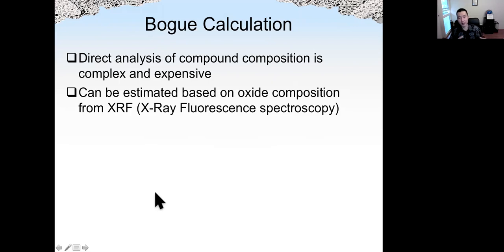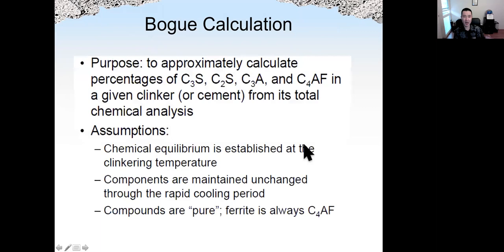So when we have a clinker in hand and we want to know the percentage of these compounds, because different types of cement have different percentages, how can we calculate or analyze the percentage of different compounds in the clinker? Direct analysis of compound composition is very complex, time consuming and expensive. But we can use an easier way, which is XRF, X-ray fluorescence spectroscopy. Using this method, we can quickly know the percentage of oxides, including calcium oxide, silica, and alumina, inside the clinker. And then we can use some equations to estimate the compounds C3S, C2S, C3A, and C4AF.